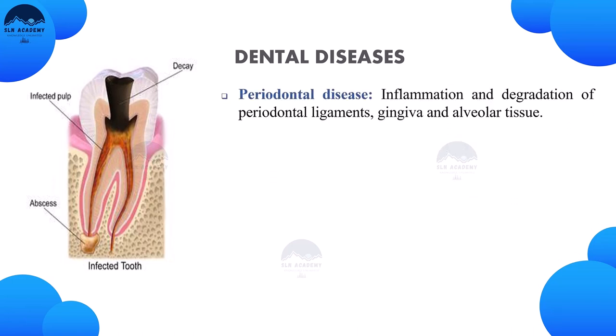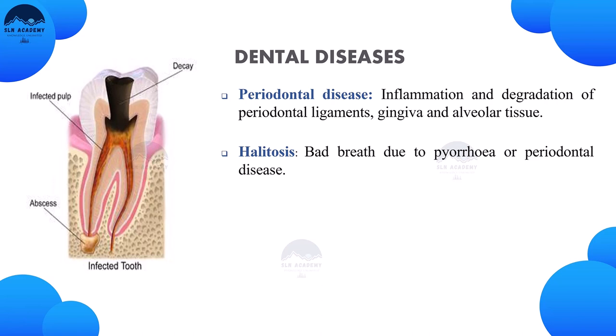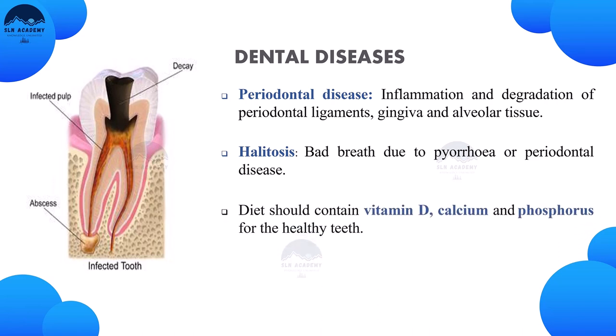Periodontal disease. It is an inflammation and degradation of periodontal ligaments, gingiva and alveolar tissue. Halitosis. Bad breath due to pyorrhea and periodontal disease. Diet should contain vitamin D, calcium and phosphorus for healthy teeth.